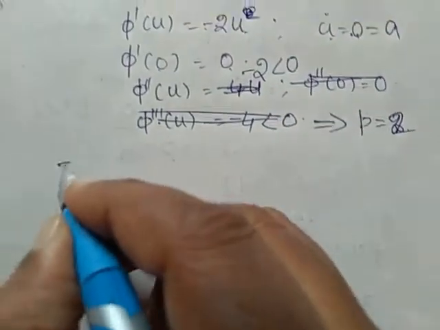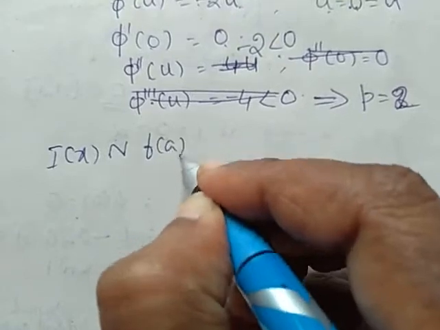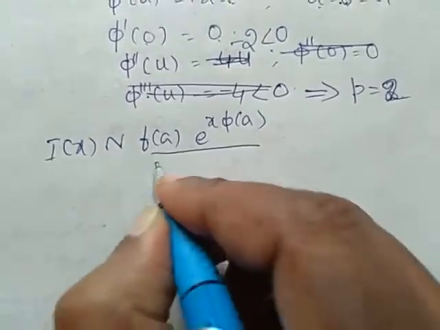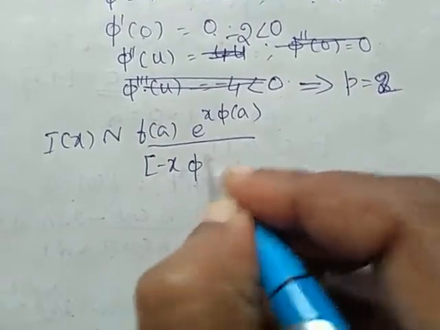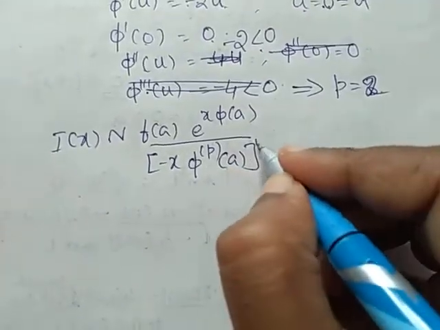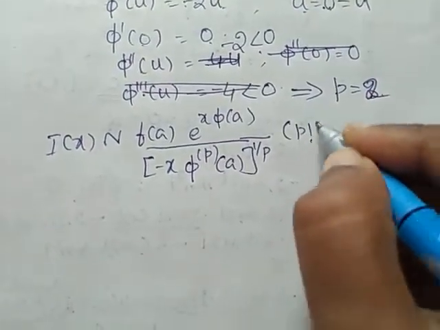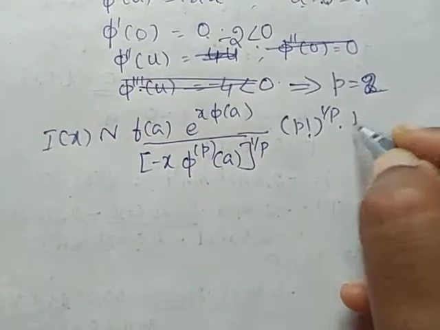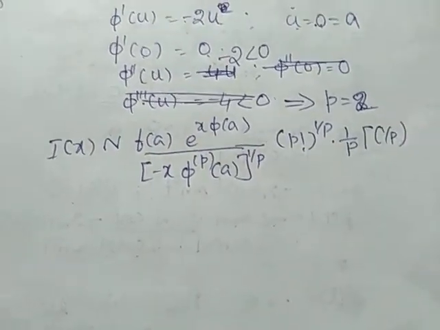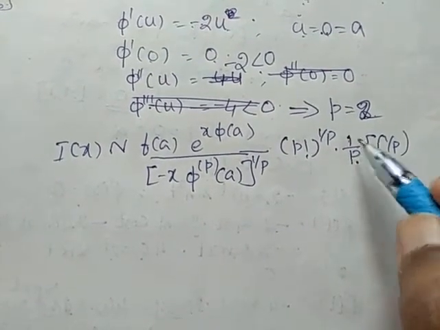So what is our standard formula? I of x is asymptotic to f of a, e power x phi of a, times the p-th derivative of phi at a, or alpha, depending on the problem, p factorial to the power 1 by p, gamma of 1 by p. In the first case it is 2 by p. In the second and third case it should be 1 by p.